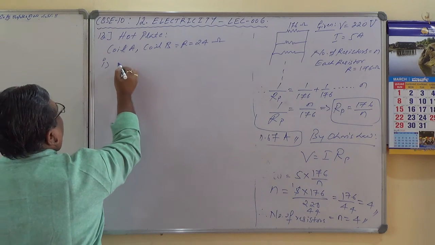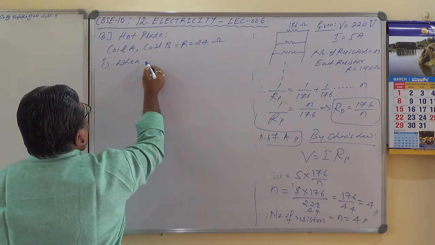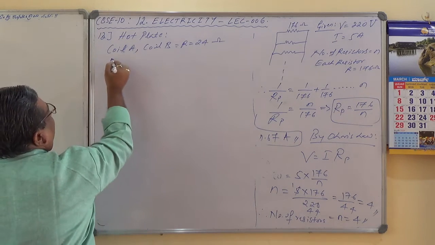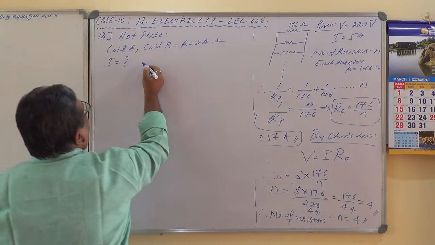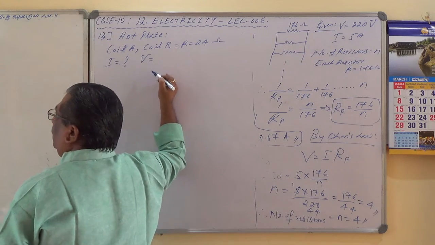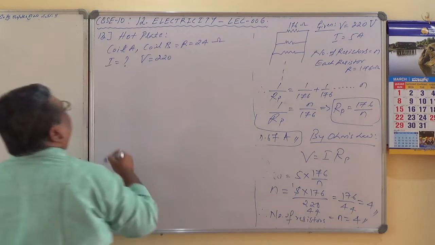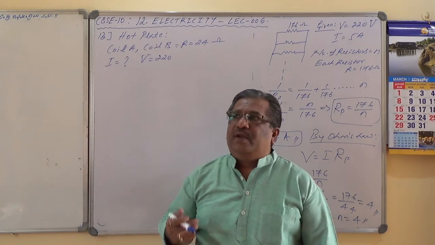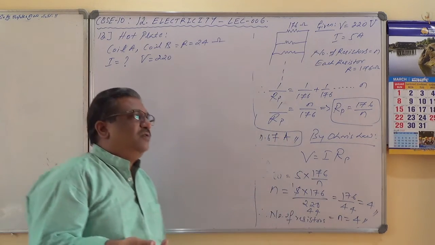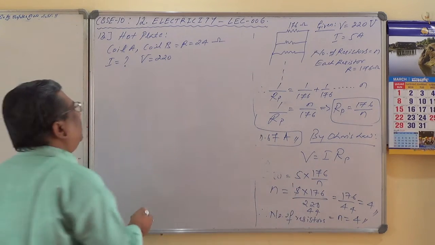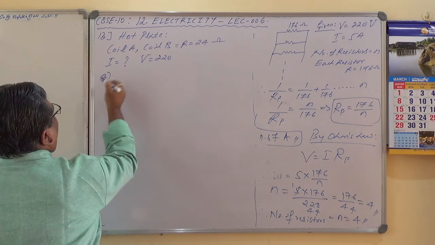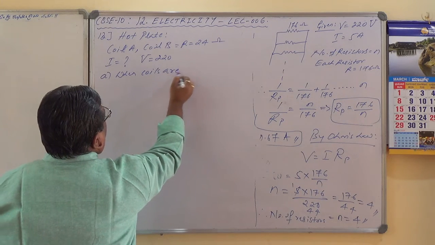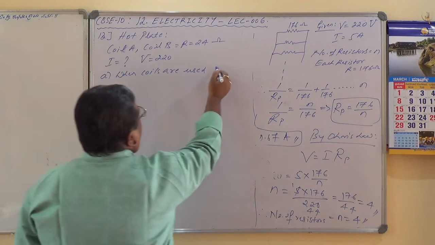Case 1. What is the question asked? What are the currents? I equals question mark, voltage 220 volt. This is the information given. In three cases we have to work out. Dear students, here we have to work out in three cases the current: when those are used separately, when those are used in series combination, and when those are used in parallel combination. Case 1 or case A, when coils are used separately.